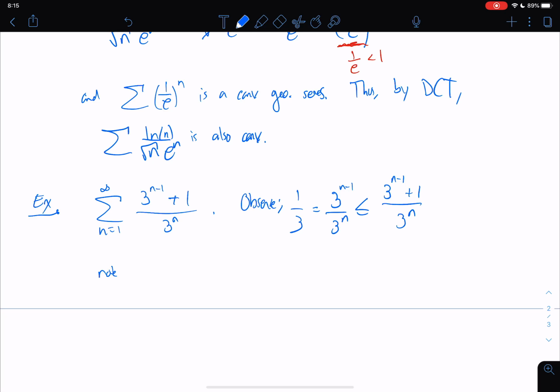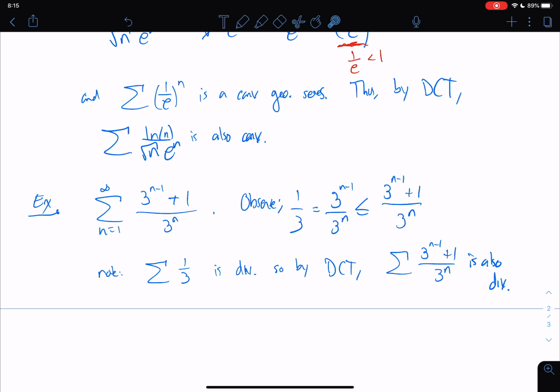Note that the series of just 1/3 over and over and over again is divergent. So by the direct comparison test, the series we started with, 3 to the n minus 1 plus 1 over 3 to the n, is also divergent, by comparing it to literally the silliest possible series. So sometimes the direct comparison test is really just that easy.